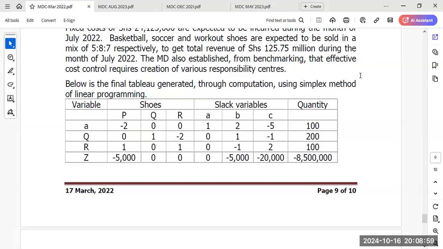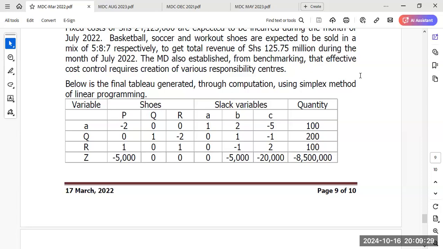It is good, as you prepare for your exam, to make sure that you understand this area very well, linear programming. We have two methods. When it comes to calculations, we can use either the simplex method or the graphical method. You can only use a graphical method if you're dealing with only two variables.